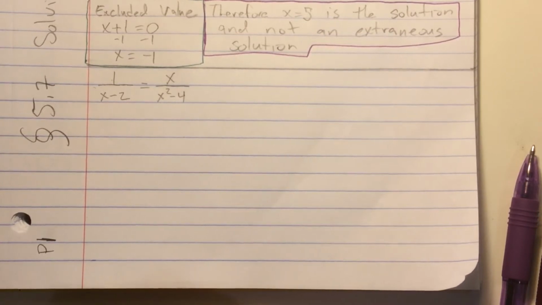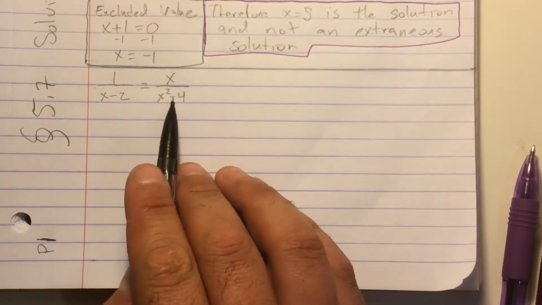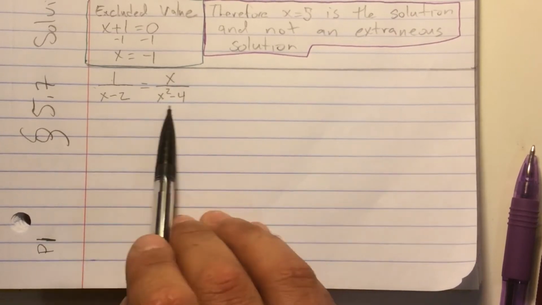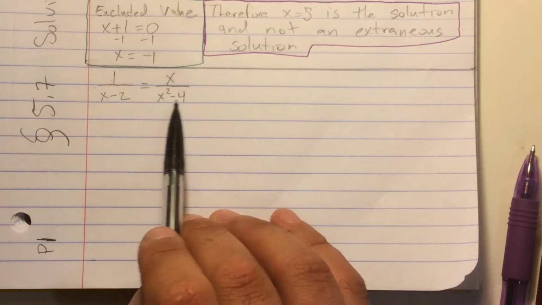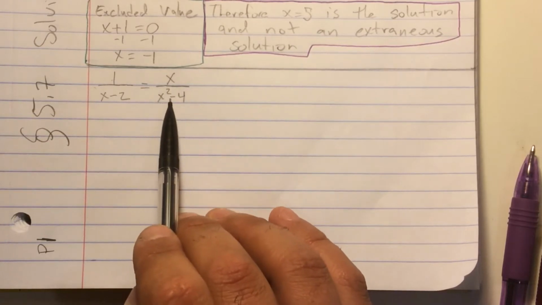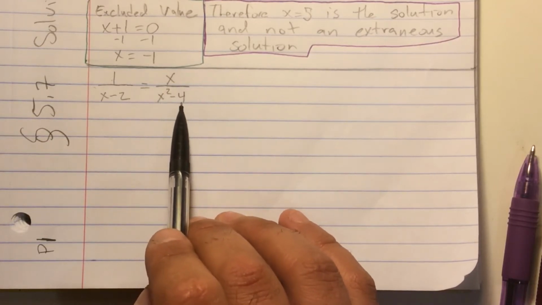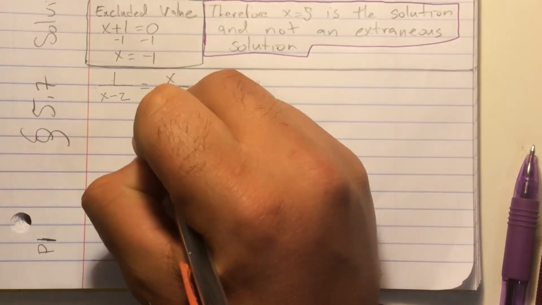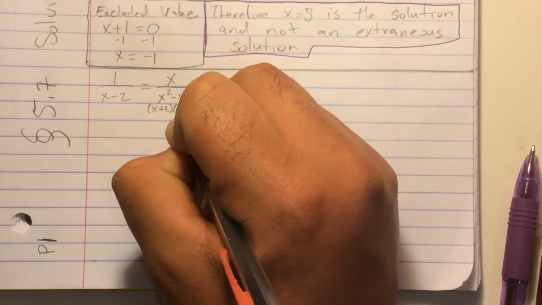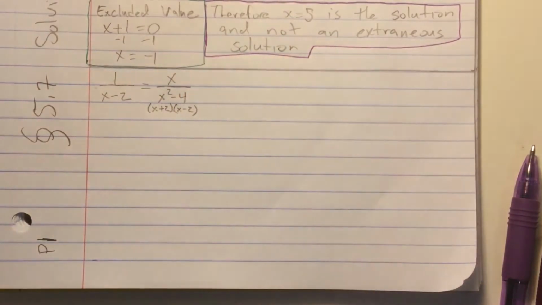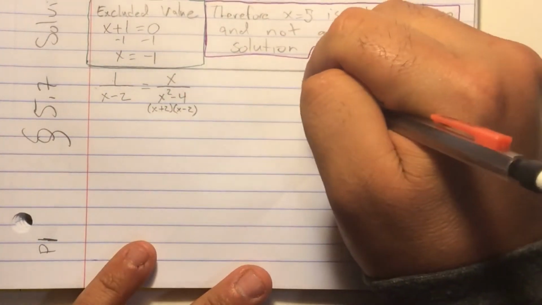All right, so the first thing we're going to do is look for our lowest common denominator. But this is kind of weird. We have something here that's a quadratic, but we dealt with this before. We know that we have x squared minus 4. 4 is a square, so this is actually a difference of two squares, which is x plus 2 times x minus 2.